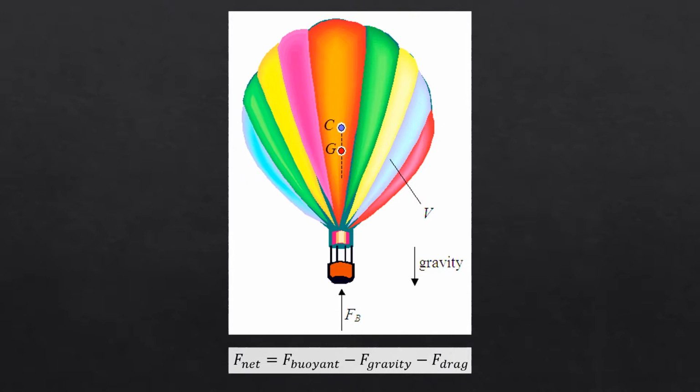The governing equation of motion of the balloon is shown below. The total net force equals the buoyancy force minus the force of gravity minus the drag force, where the buoyancy force is the volume of the balloon times the ambient air density minus the balloon's hot air density, times gravity, and the force of gravity is the total mass minus the volume of the balloon times the density of the hot air, all times gravity.